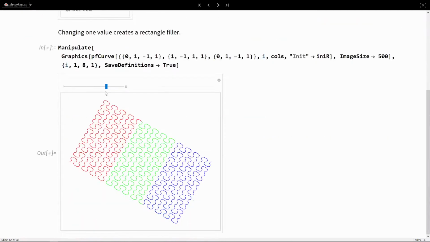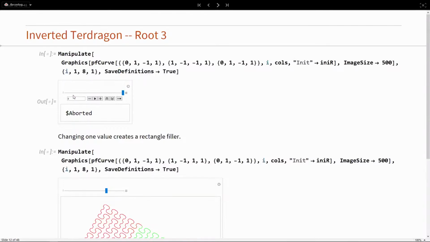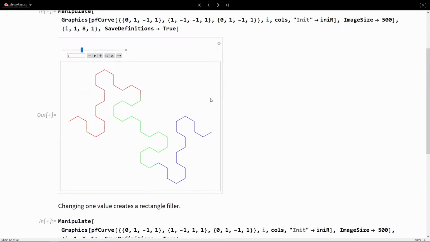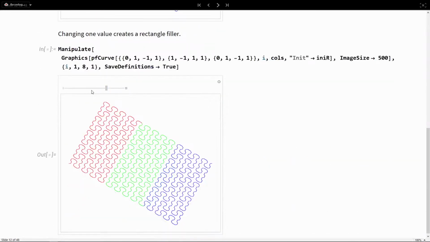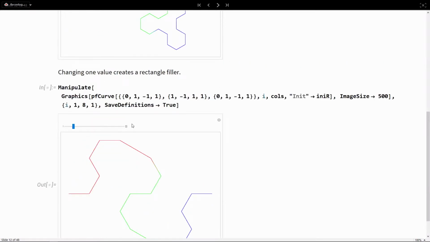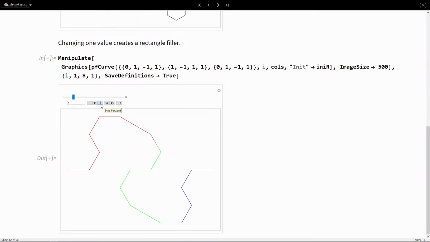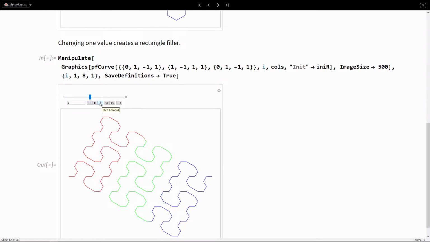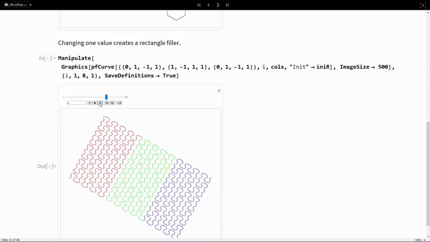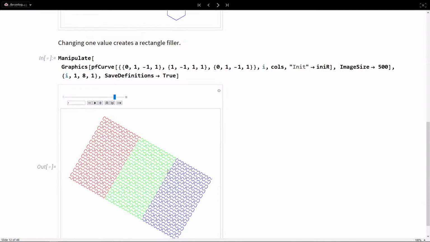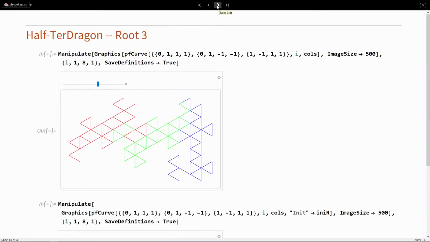Oops, that didn't want to work. But if we change one value of this, we get a rectangular filler instead. And again, it makes copies of itself. This larger rectangle has 3 smaller rectangles, which are similar on the inside. Differentiable, I'll be getting to that in a bit.